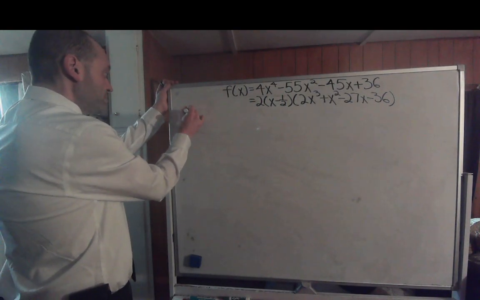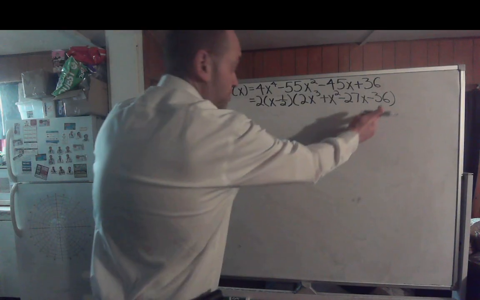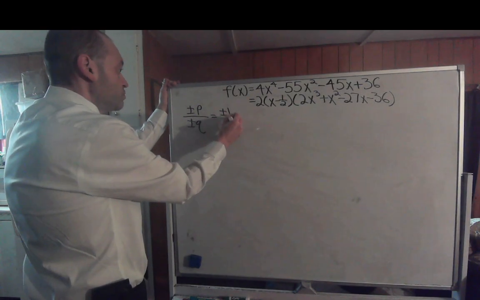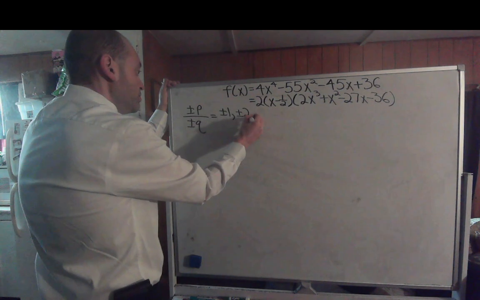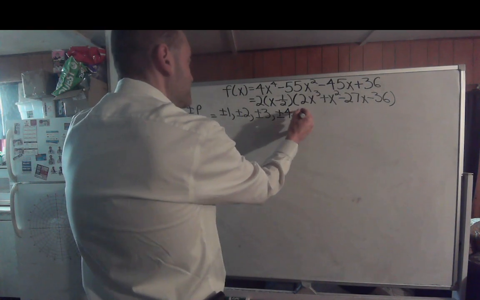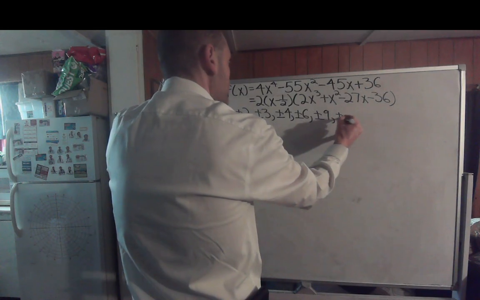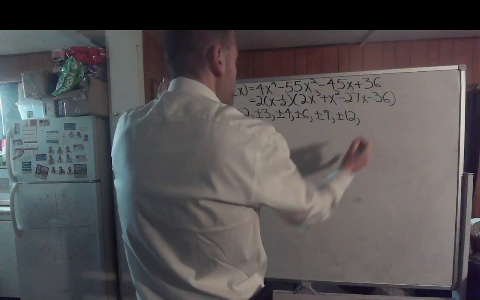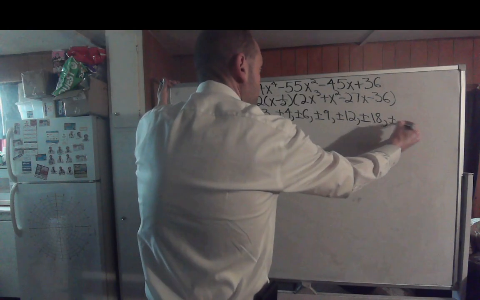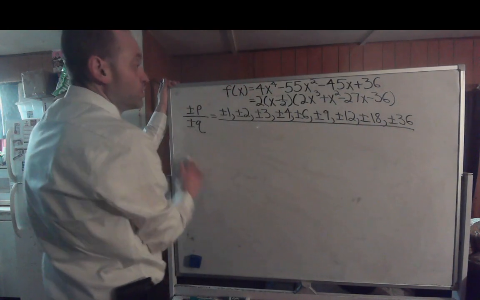So take your plus and minus p over your plus and minus q. Your p is your constant term, so that's going to be factors of 36. So again, plus and minus 1, plus and minus 2, plus and minus 3, plus and minus 4, plus and minus 6, plus and minus 9, plus and minus 12, plus and minus 18, plus and minus 36.